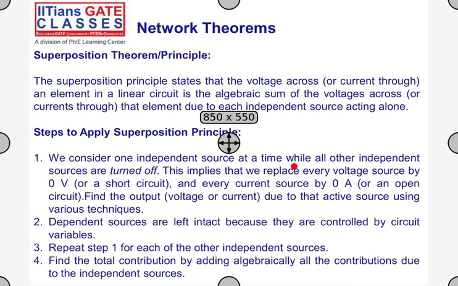Find the total contribution by adding algebraically all the contributions due to the independent sources. So after finding the output by each single source, you have to add all of those outputs and you'll get the total contribution of these independent sources. This is about the superposition principle.